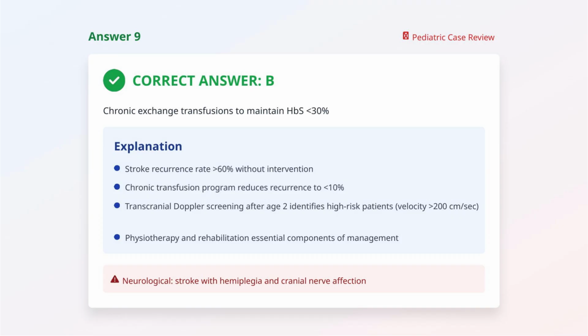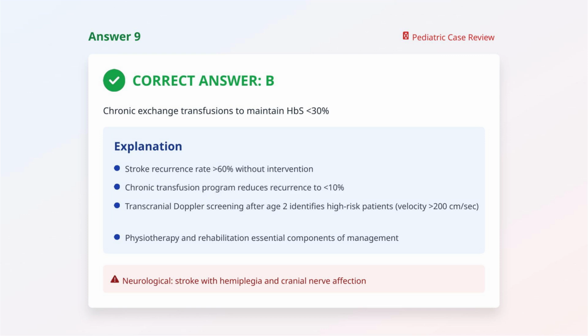Transcranial Doppler screening after age 2 identifies high-risk patients with velocities greater than 200 centimeters per second, which is an indication for exchange transfusion. Physiotherapy and rehabilitation are essential components of management. Aspirin therapy alone, hydroxyurea alone, or observation only are insufficient for preventing stroke recurrence in this high-risk population.